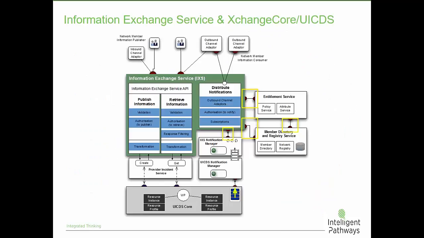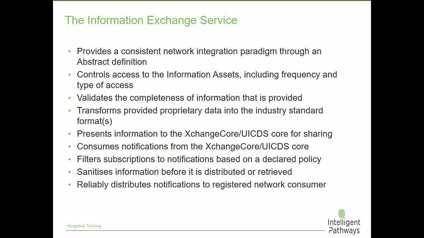Looks a little bit like this. Won't spend any time on it except to note that the XchangeCore capability is the bottom layer. Everything comes through XchangeCore. What did it do? Well, it ended up creating a network that transforms all the proprietary data into industry standards, presents the information in XchangeCore, consumes notifications from XchangeCore, filters those notifications so that it only sends information to those people who are authorized to see the information.